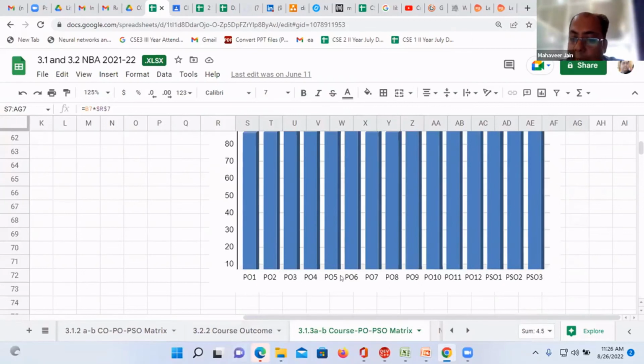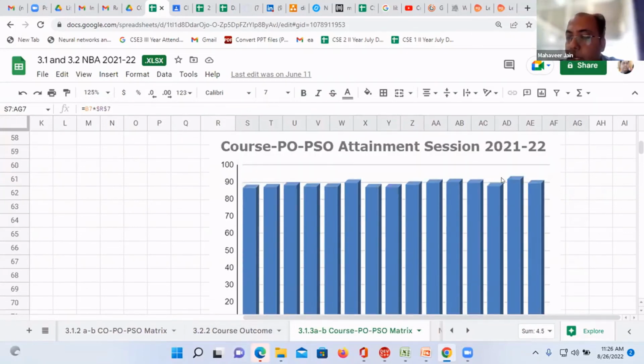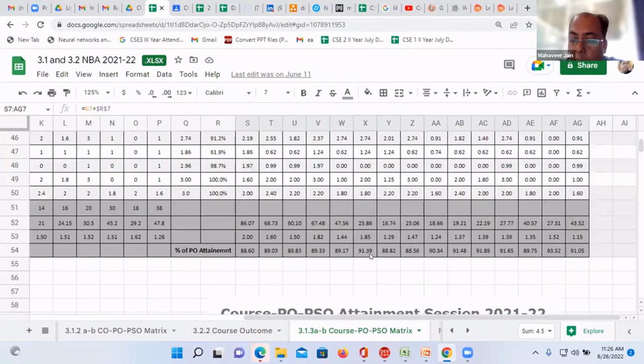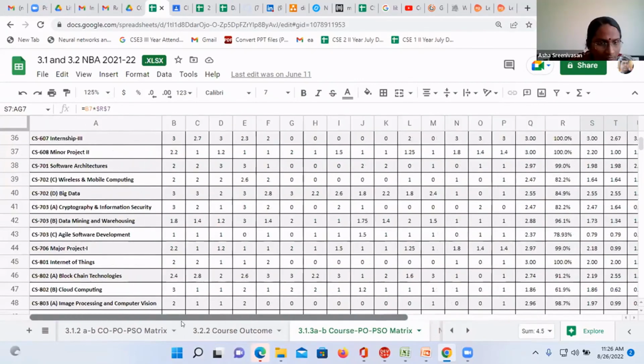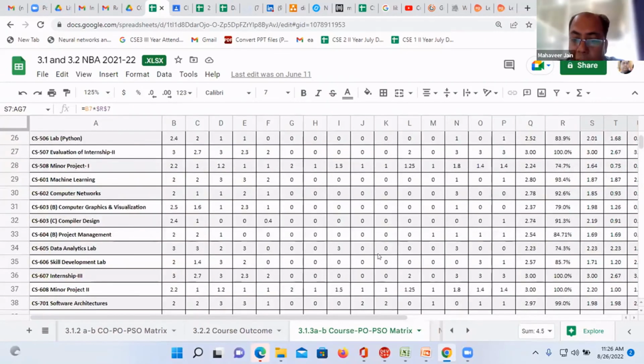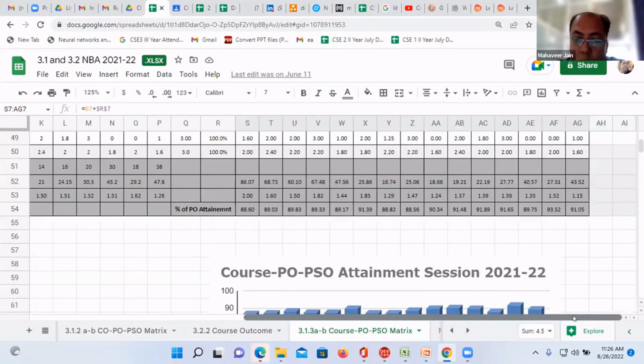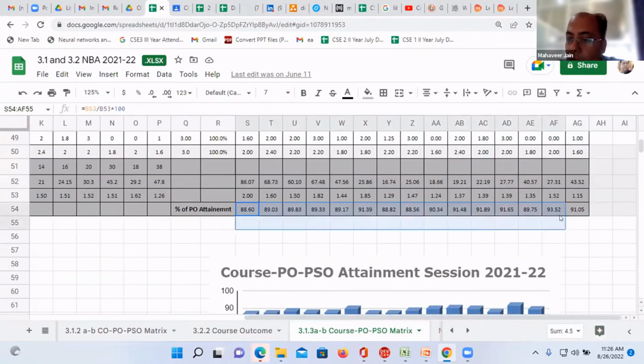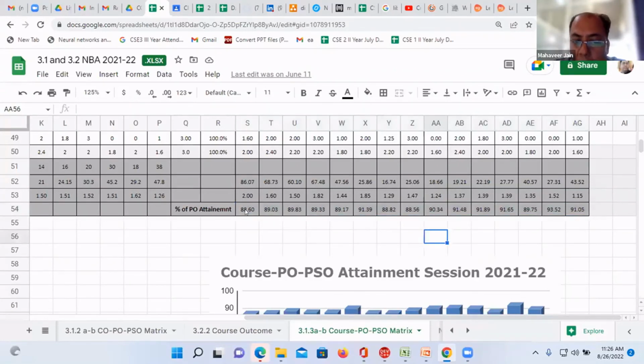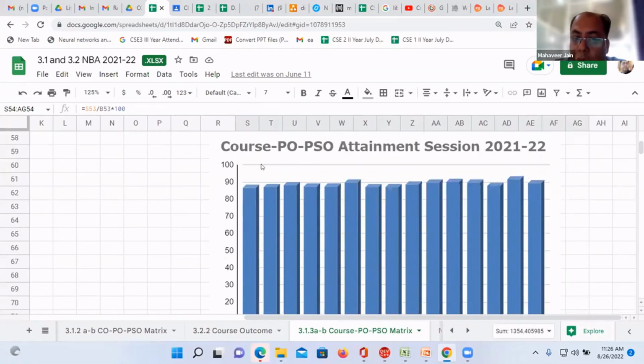These are the PO attainment levels. This graph is designed with the help of this. Finally, my PO attainment level is this. What I am doing is just averaging out, combining all the attainment levels of all the subjects and dividing by the number of subjects. So this is the final attainment level of the PO in the single session, in the course PO-PSO attainment session 2021 and 22. So this is a year-wise attainment level.